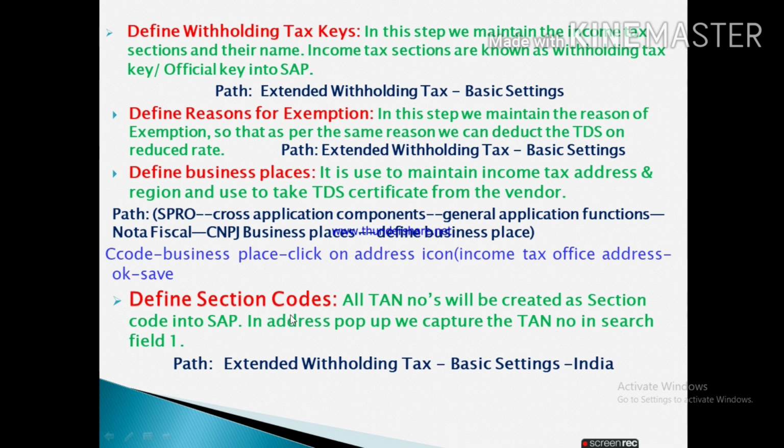Friends, now define section codes. Section code means the 10 number of your companies. 10 number is tax account number. It is also a very important configuration step. So go to SAP.